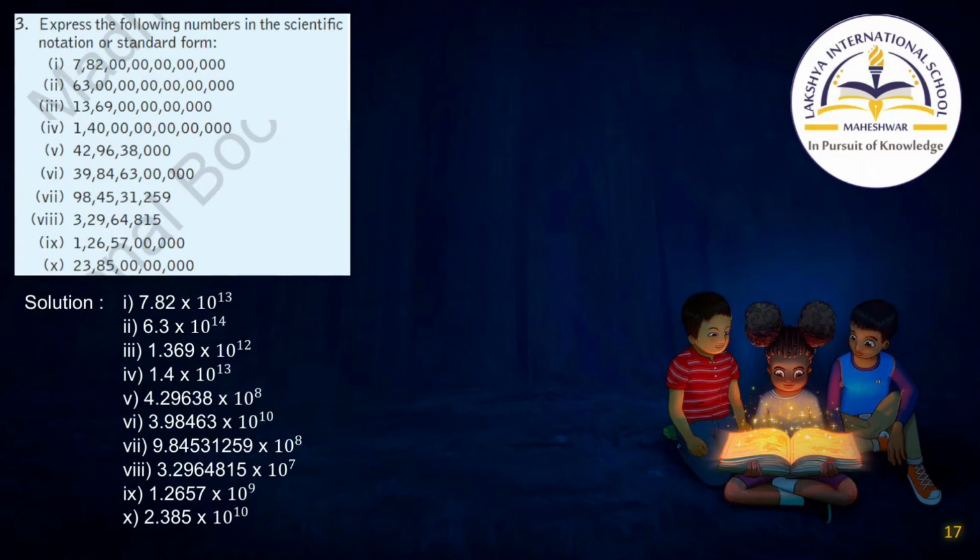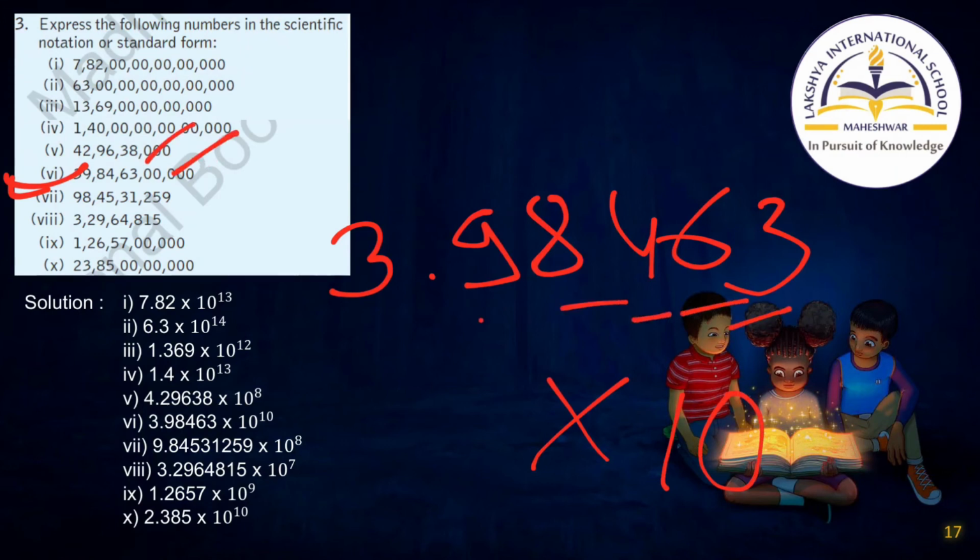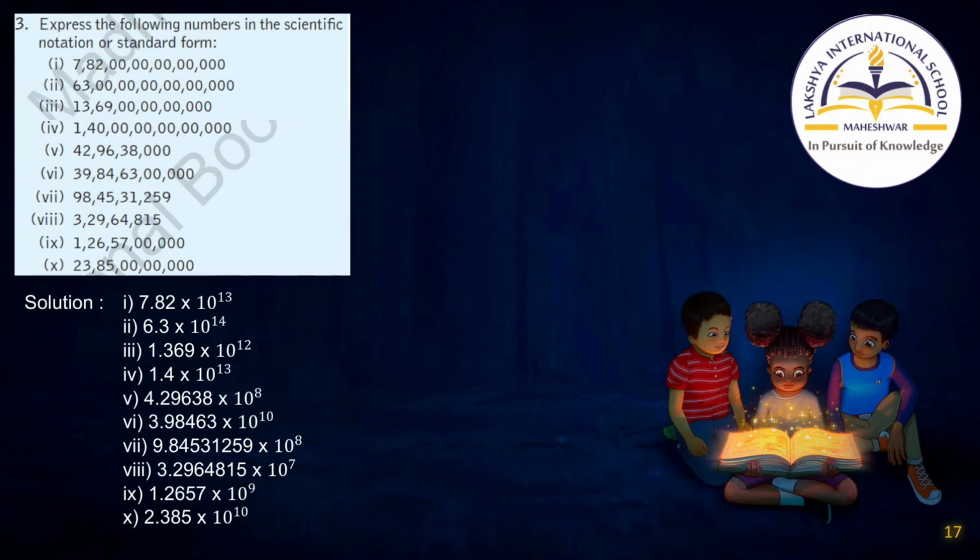Now we will see question number 6. How do we have to write? 3.98463 multiplied by 10 to the power. How many zeros are there? 3, 3, 4, 5. Now 6, 7, 8, 9, 10. 10 to the power 10. See, all the answers are given here. You have to solve in the same manner.